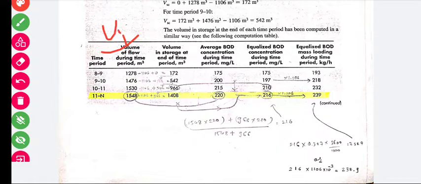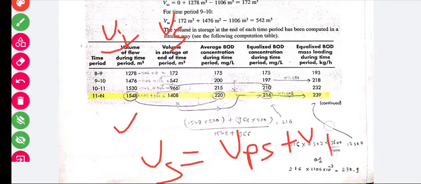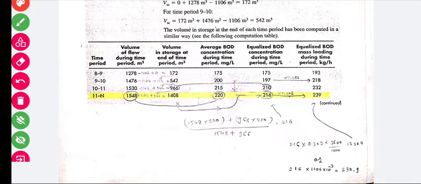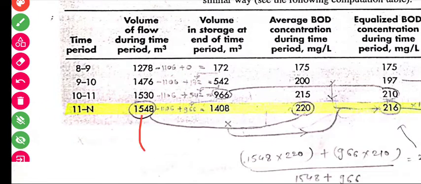What is this second column? This column, you will get from the initial table or the table given in the question. Next is volume of water stored. So how will you get this volume of water stored? Again similar, I have explained the equation. Volume stored is equal to V previously stored plus VI minus V outflow. Okay, if you calculate for this, I have shown you the calculation. This outflow will remain constant for all. Inflow will vary.